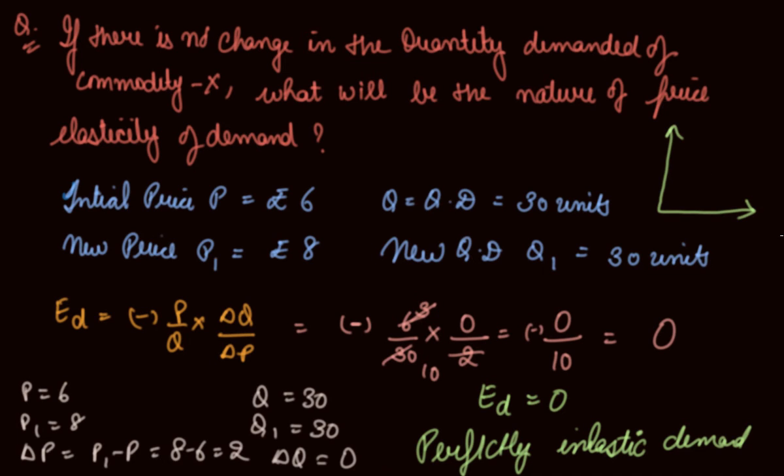You can also show it with the help of a graph. If you get a 4 marks question, this is your quantity, this is your price. So your price was 6, your quantity was 30, your price increased to 8, your quantity is 30 again. So this is your elasticity of demand equal to 0, perfectly inelastic. So this is how you can solve this question. If it comes in a 4 marks question, you can solve it in this way.